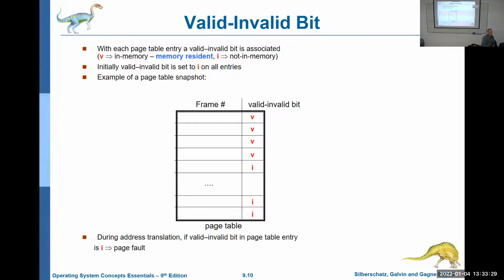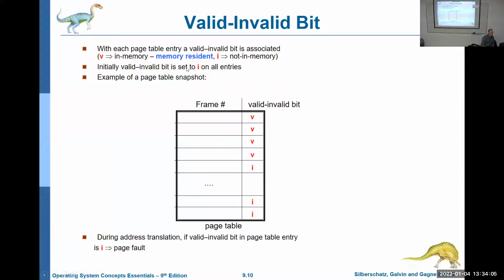So with each page table entry, a valid-invalid bit is associated. But this is a different valid-invalid bit than the one we saw. I made this point a couple of times already. This is the valid bit: V equals in memory, also called memory resident. It's residing in the memory. I, invalid, means not in memory, but it doesn't mean that it's an invalid location. That would be a different bit we have to have.